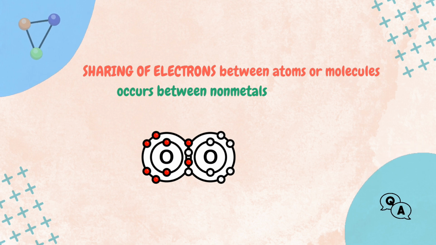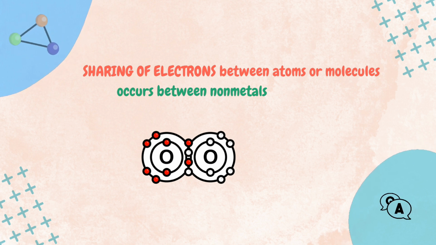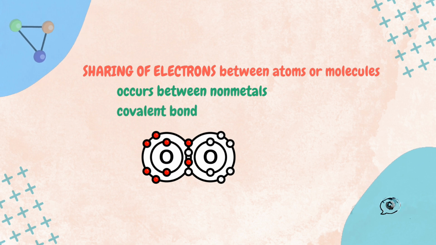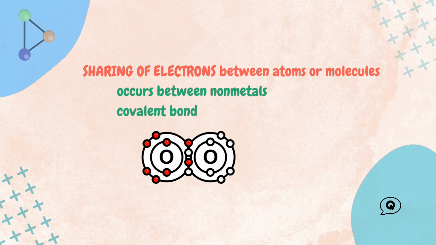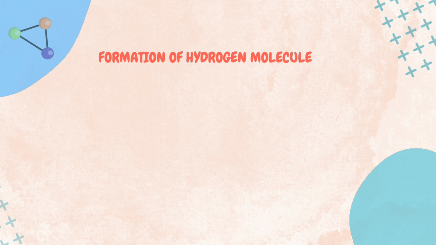During chemical bonding, atoms share their electrons for both to acquire a full outer shell and become stable. The bond formed is called the covalent bond. Let's see how covalent bonding occurs to form compounds. The formation of hydrogen molecule.